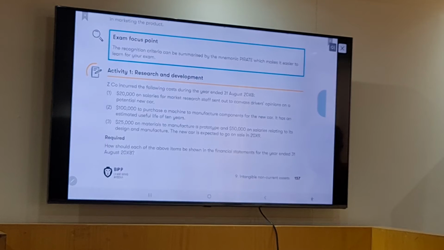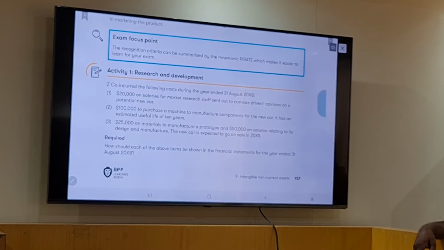What is the answer to the first question? What should you do? Research expense. So, accounting treatment is what? We should consider as asset or expense? Expense. So, you should debit to profit or loss account as research expense. Credit to cash. Yes, sir, clear?